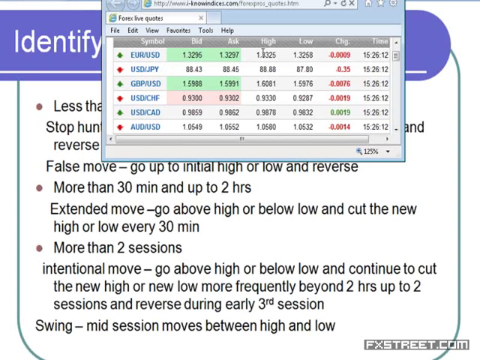And afterwards, they don't cut the new high for 2 hours and reverse it. And that is an extended move. An extended move will always be a quick move. It sustains only for about 2 hours. Then the intentional move, they do it for 2 sessions and the start of the 3rd session.